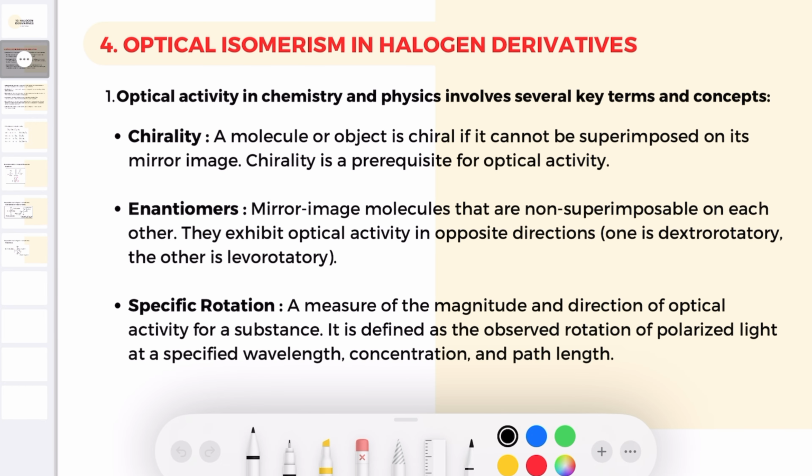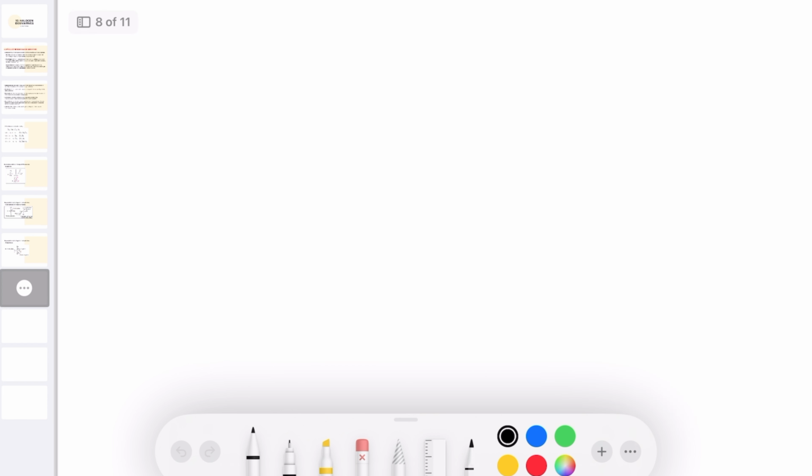For this, we need knowledge of isomers. What is meant by isomers first? Isomers are compounds having the same molecular formula but different structural arrangements.